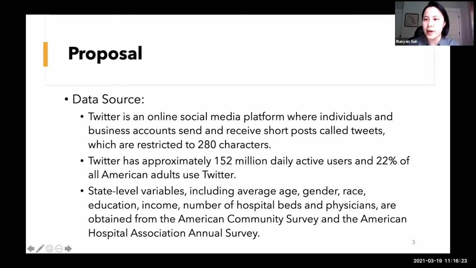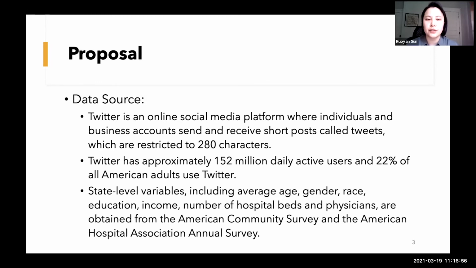I assume everyone probably knows what Twitter is, but just a quick introduction. Twitter is an online social media platform where individuals and business accounts send and receive short posts called tweets. Each tweet is restricted to 280 characters. Twitter right now has approximately 152 million daily active users, and 22% of all American adults use Twitter. Especially in the past few years, I think it has been extremely popular.